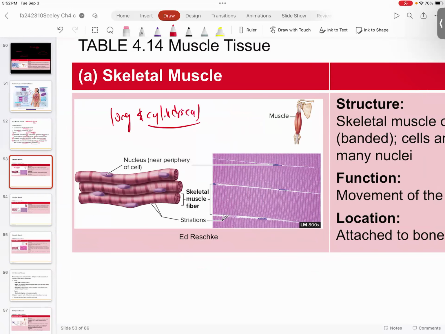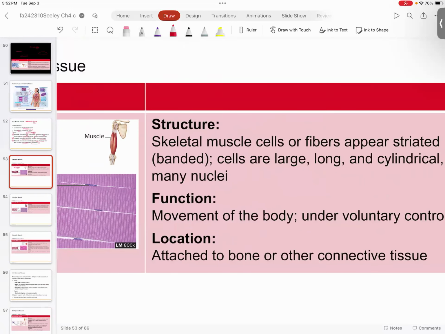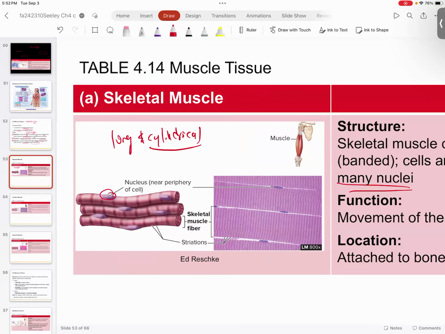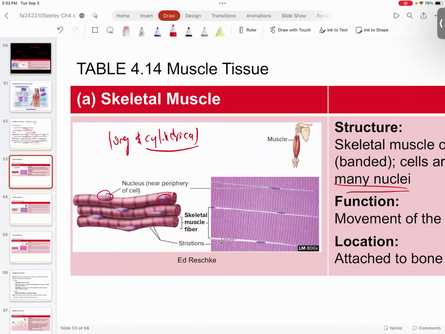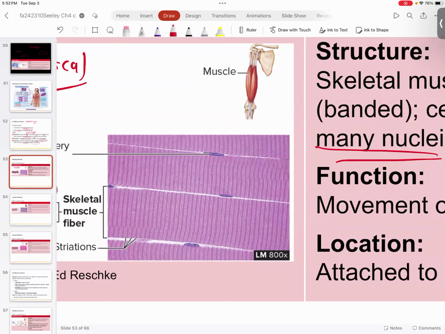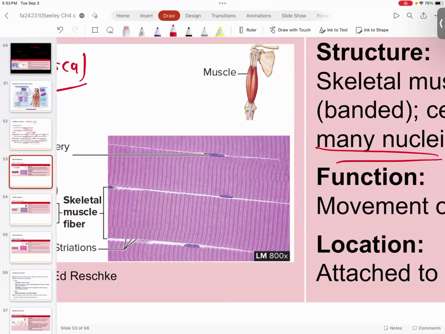And they oftentimes will be multinucleate. So they'll have many nuclei in them. So for instance, here's one nucleus, here's another nucleus here. And so they also happen to be striated or striped. So if you take a close look at this image, I'm going to blow it up. You can see that kind of candy cane look of those stripings.